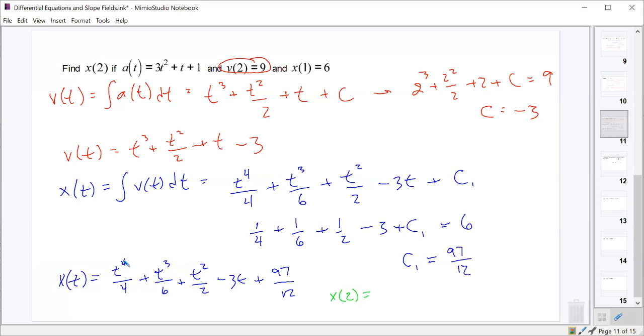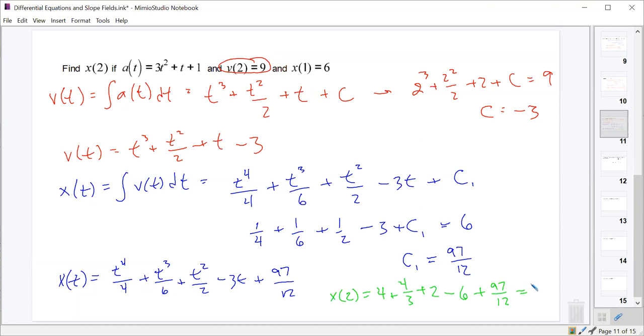2 to the fourth is 16 over 4 should be 4 plus 8/6, or we'll write it as 4/3 for now. Plus this one is just 2, and then minus 6, and then plus 97 twelfths. So the 4 plus the 2 is 6, minus the 6 cancels out. So really we've just got 4/3 plus 97 twelfths. And 4/3, if we put that into twelfths, would be 16 twelfths. So what's 97 plus 16?